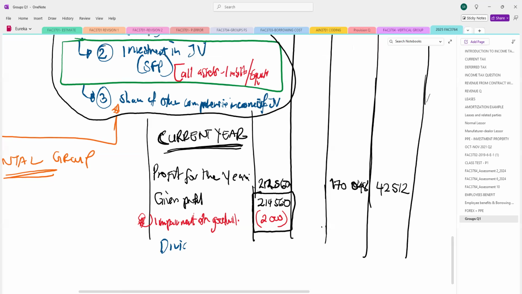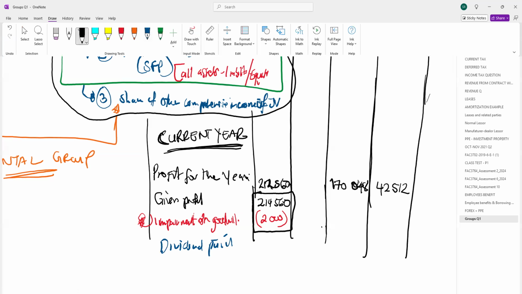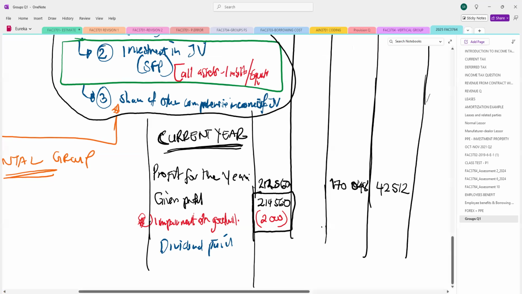Right. Then don't forget, guys, don't forget the fact that we also have dividend. Dividend is not going to be on your face, but you have to remember there's a possibility of having dividend paid. Most times we pay dividend. If the company is doing well, if we have a profit, we're going to pay dividend. So most times there's going to be dividend. So always remember it.